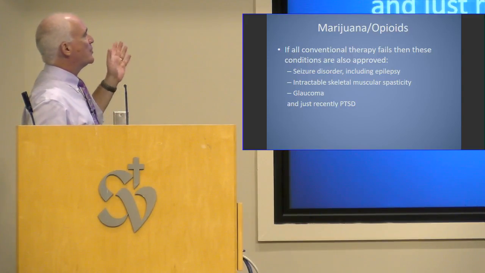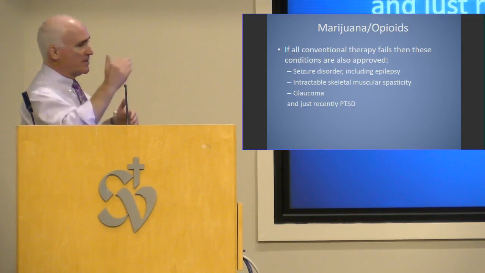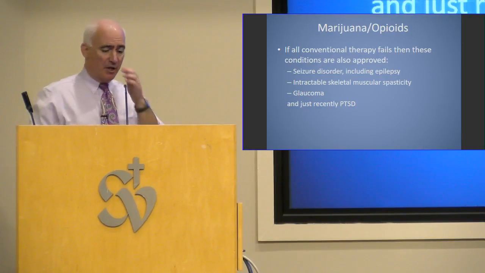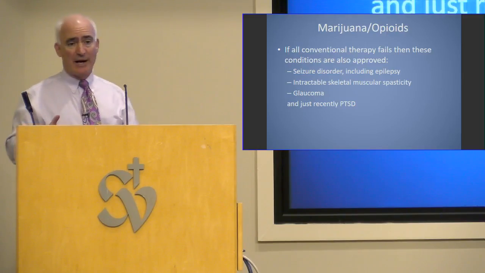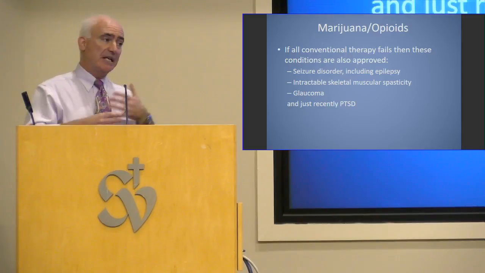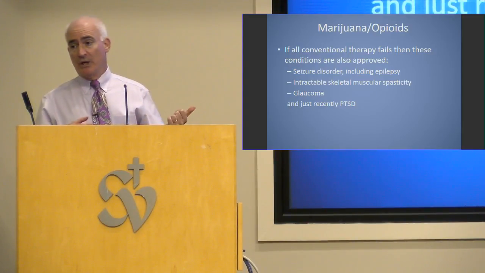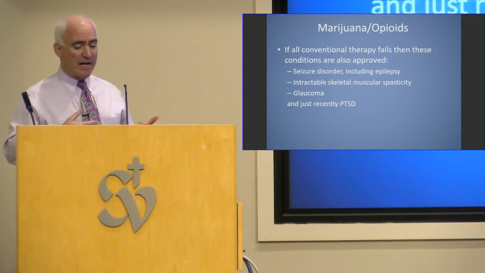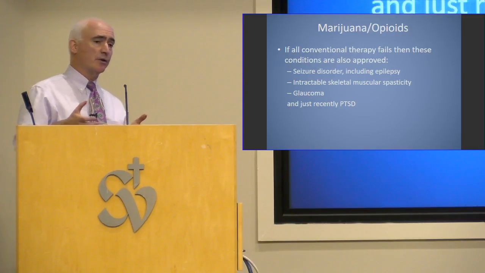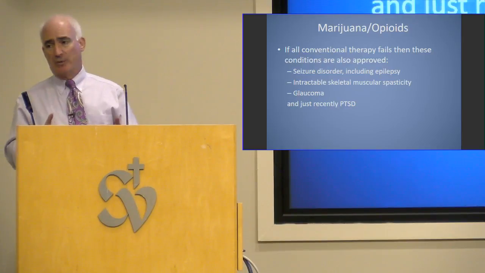Also, if all conventional therapy fails in these conditions, in other words, needing to document that. With the other conditions you don't need to say they failed, but in terms of glaucoma, narrow angle glaucoma, the literature is very, very back and forth about that. PTSD was just added 2 months ago to New Jersey. Intractable skeletal muscle spasticity and seizure disorder. There is really good literature for seizure disorder in pediatric populations.